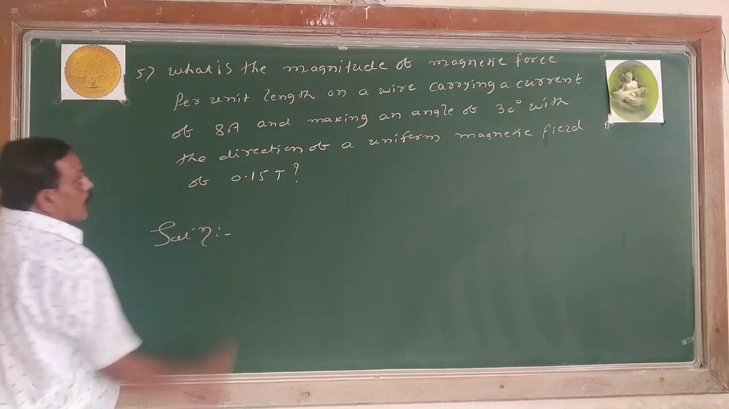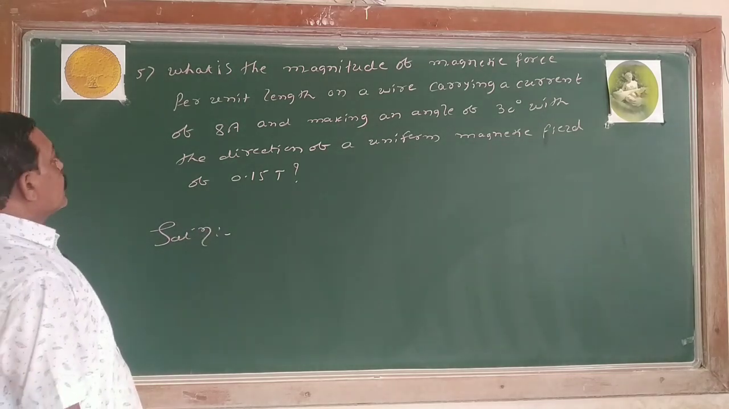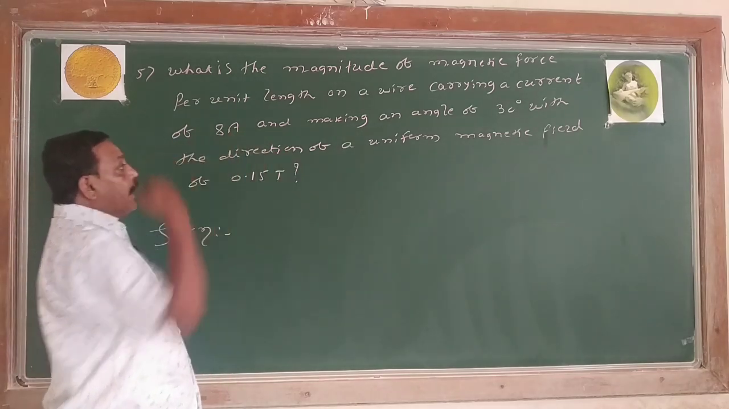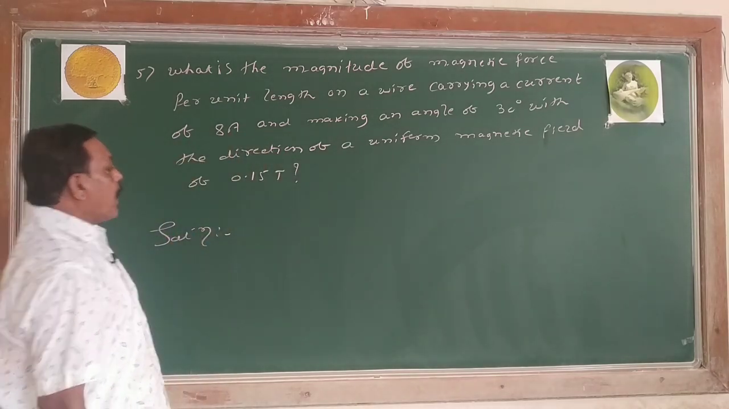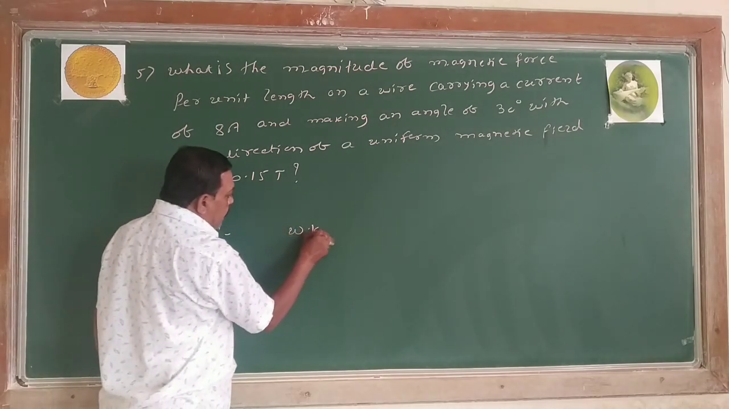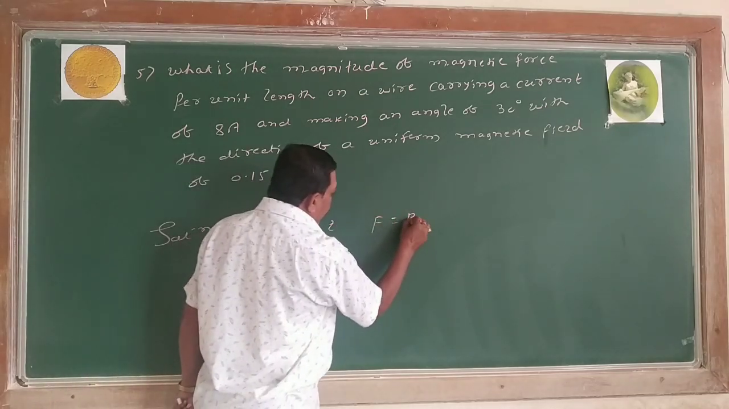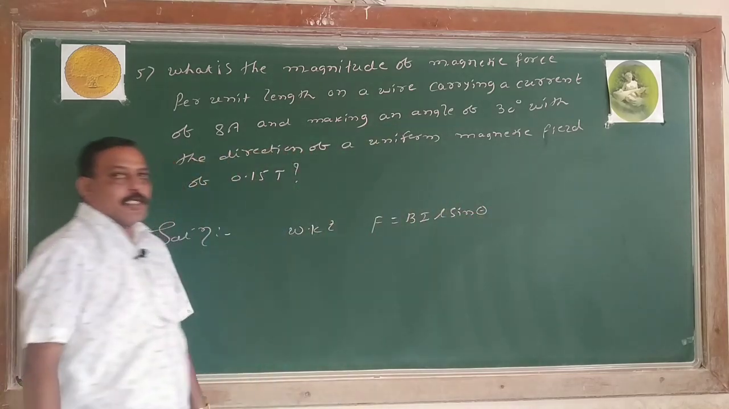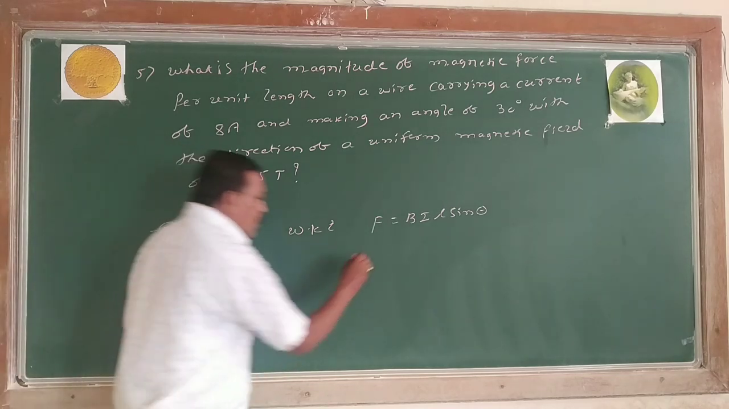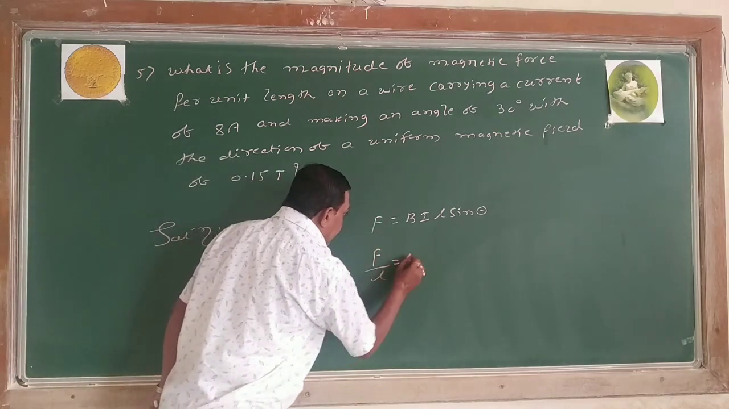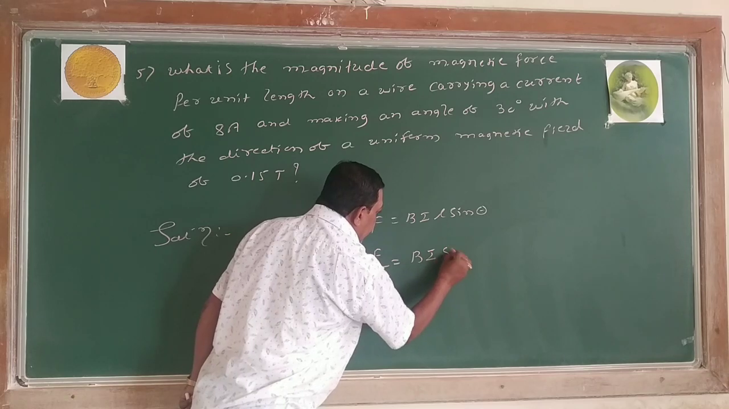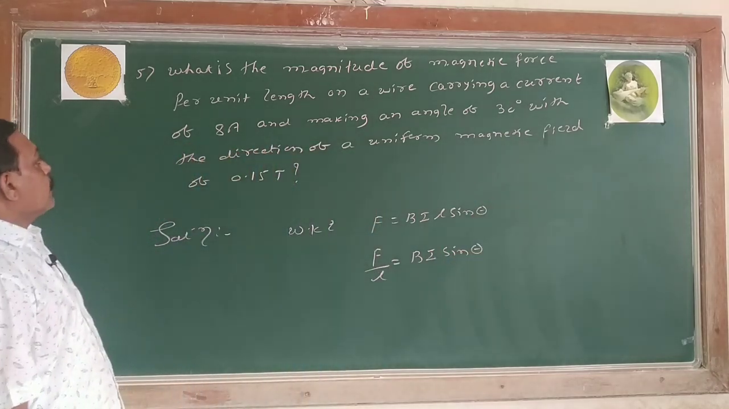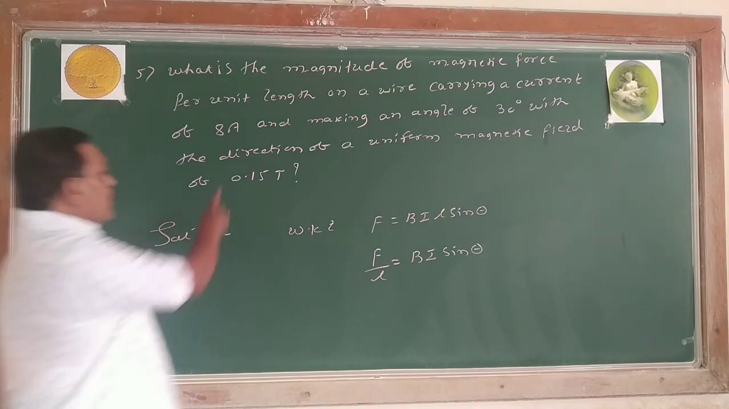Our aim is to calculate the magnetic force per unit length. So, current carrying conductor is in the region of magnetic field. We know that F equals to BIL sin theta. यहाँ पे तो लेंथ नहीं दे सो है. He is asking force per unit length. So, shall I write F by L is equals to BI sin theta? Right? What is B? Magnetic field 0.15 Tesla.